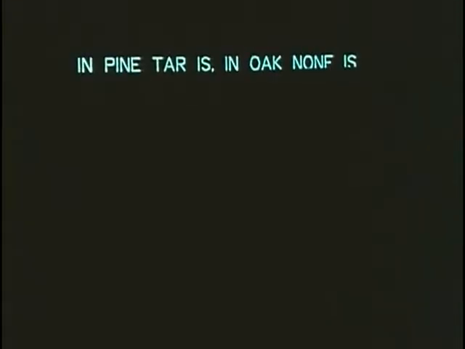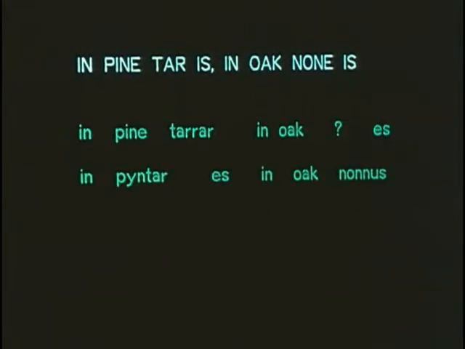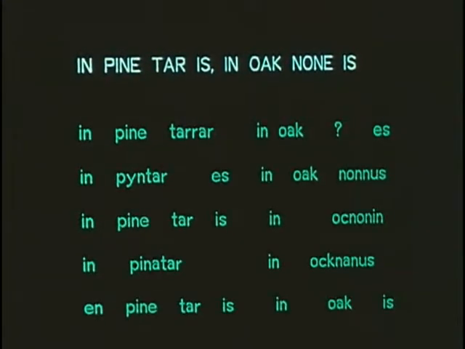In Pine Tar is, in Oak None is. In the second half of the sentence, we find the same problem with words such as Oak None is. Notice that they fail to detect where one word ends and another begins. We shall see later that the Hearsay system has similar problems with word segmentation.